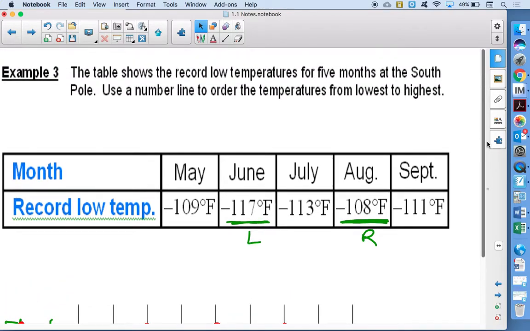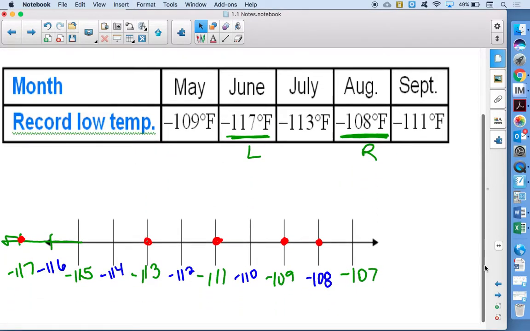The next part says to use the number line to order the temperatures from lowest to highest. So if I went lowest to highest, which side of the number line do you start on? The left side. The left side would be lower temperatures than the right side. The closer you are getting to zero, the higher the temperature it is. So start from the left, move your way to the right when we're talking from lowest to highest.